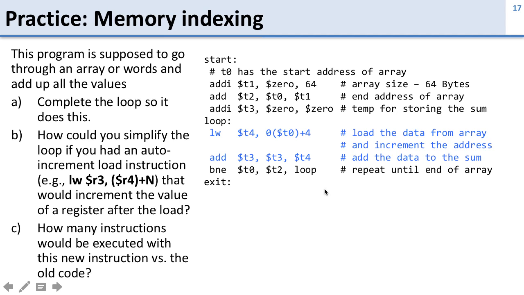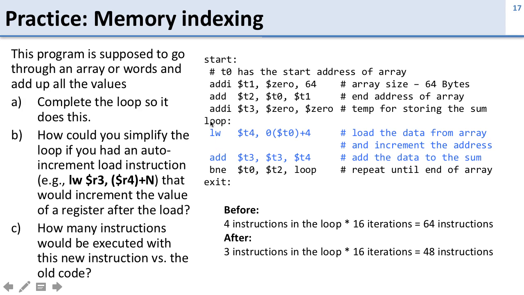So what does this do to performance? Well, before that we had 4 instructions in our loop. We had the load word, we had an add, and a branch not equal, and we had to do the loop 16 times. So we'd have 64 instructions in there. Now we only have 3, and with only 3 of them we're only doing 48 instructions. So it's 25% faster if we had that instruction.